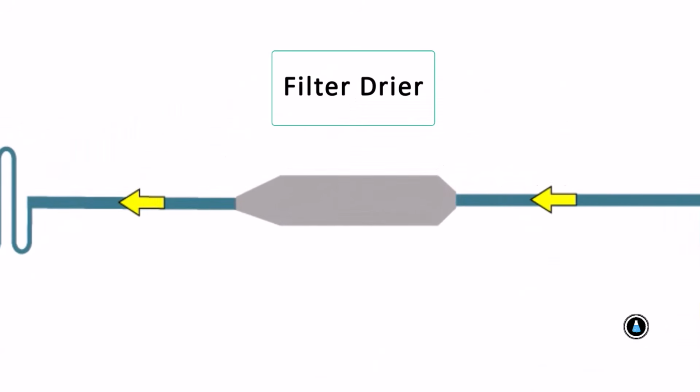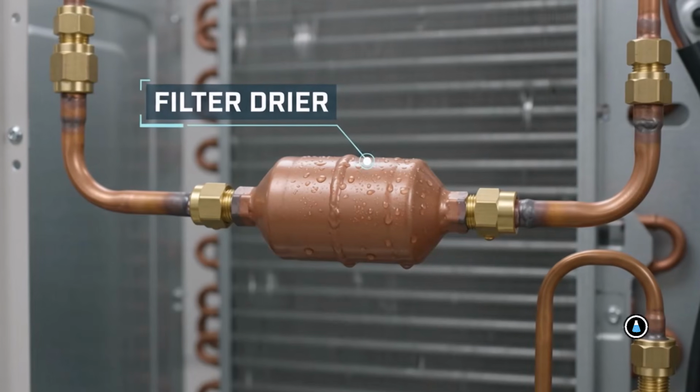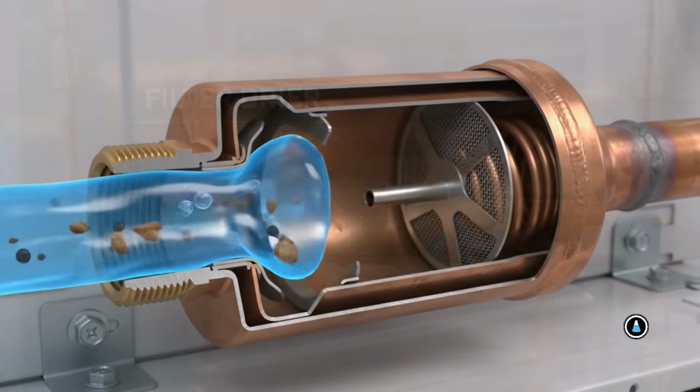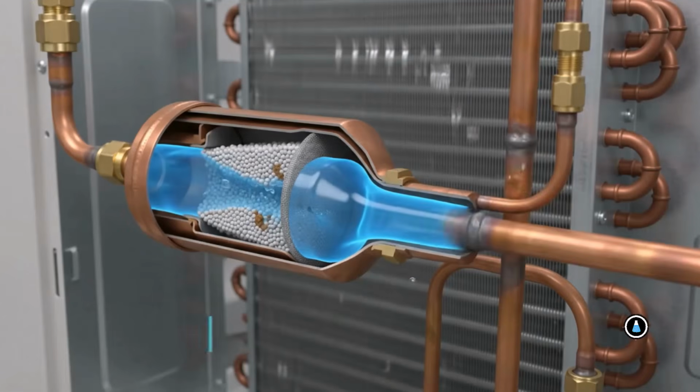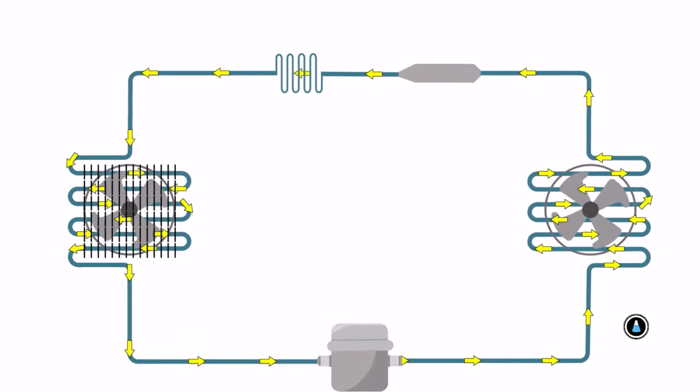This is a filter dryer. The filter dryer keeps the refrigerant clean. It removes moisture, dirt, and small particles to help protect the air conditioning system.